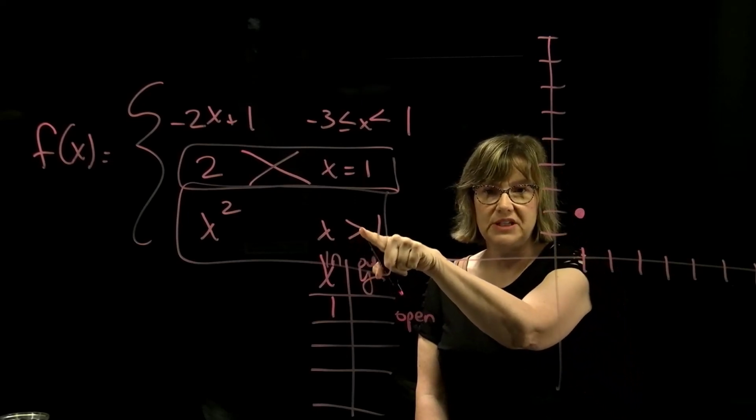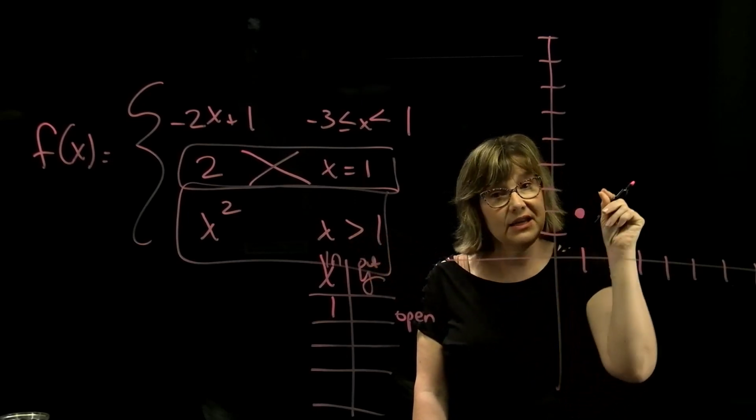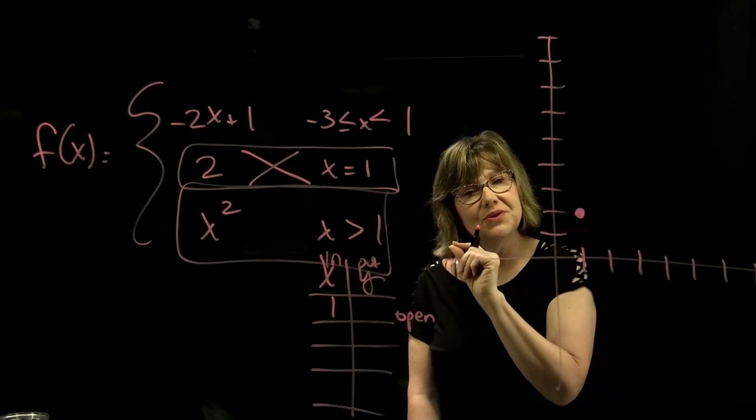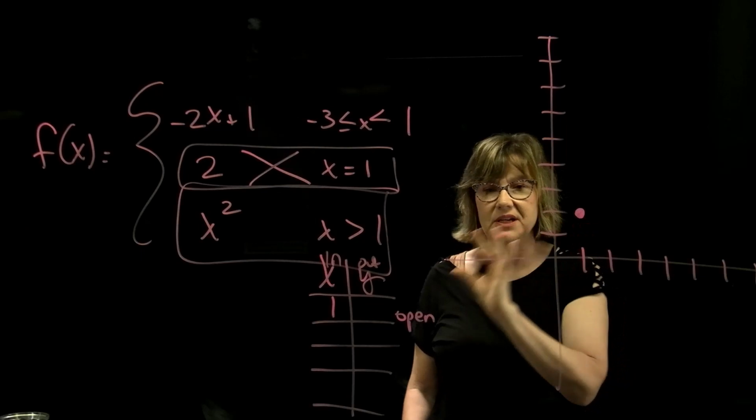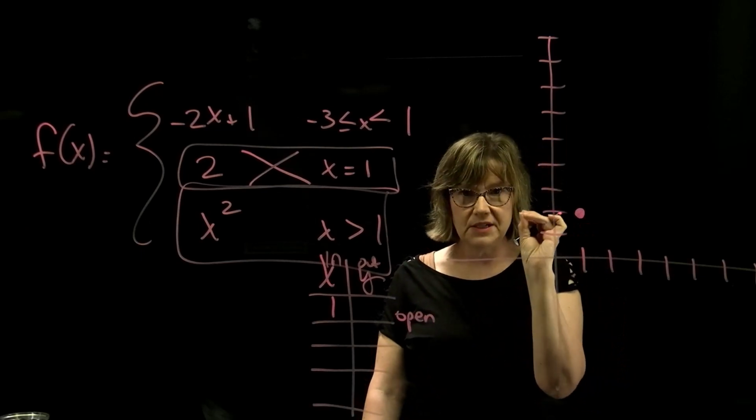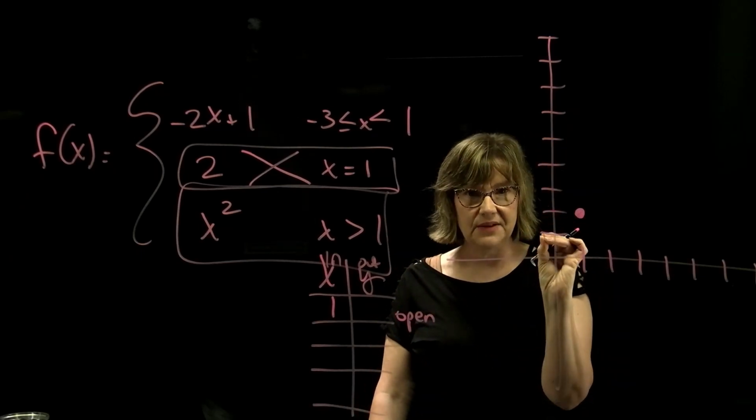It's not equal to, it's just greater than. All right, but it could get like 1.00001 is greater than that. So I need to get super close to it. So I'm just going to put in 1, use the open dot to represent that it can't land there, but it can get infinitely close to it.